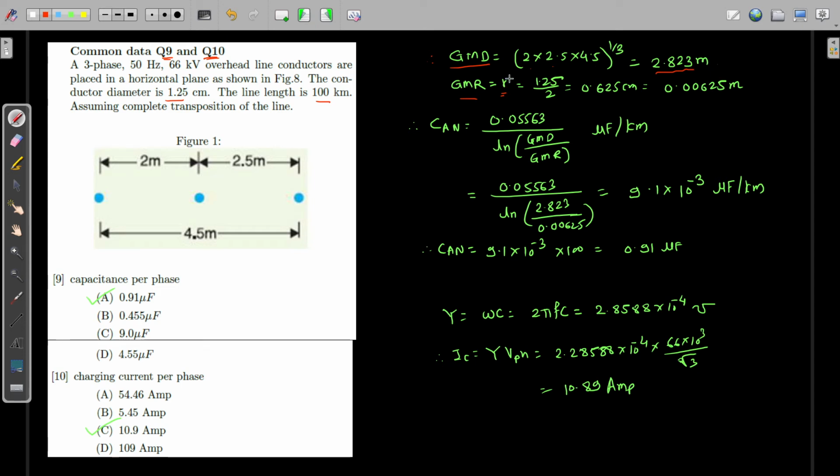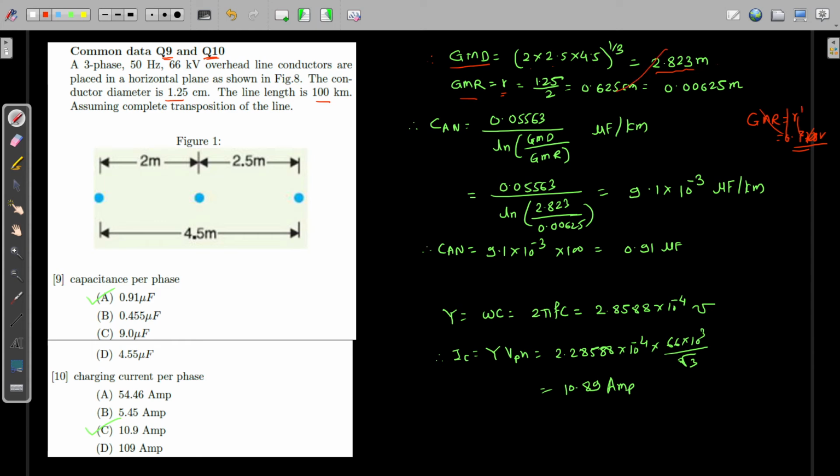See that in inductance calculation, GMR is equal to R dash, that is 0.7788 times R. But in this it is not like that. In this we have to take the R value directly. It is 1.25 divided by 2, that is 0.625 centimeter, that is 0.00625 meter. So CAN is equal to 0.05563 divided by natural log of GMD by GMR.